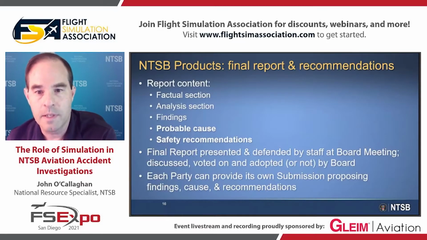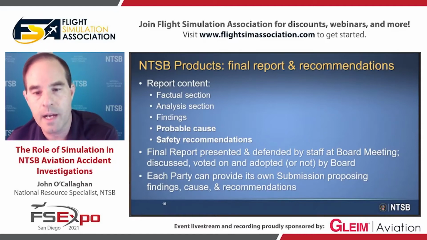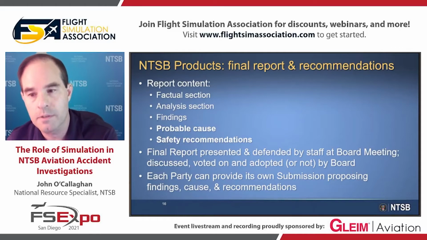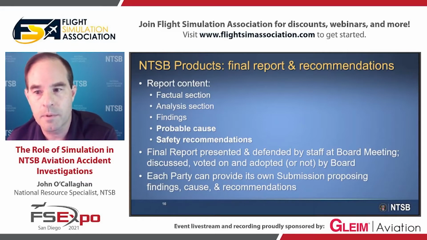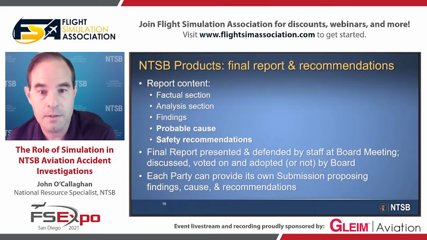As mentioned, the NTSB staff's investigation culminates in a final report that presents the facts gathered during the investigation, analyzes those facts, and proposes findings, the probable cause of the accident, and safety recommendations. The proposed final report is presented to the board members for their deliberation at the board meeting. Note that near the end of the investigation, parties are invited to deliver submissions to the board in which they propose their own findings, probable cause, and safety recommendations for the board's consideration.